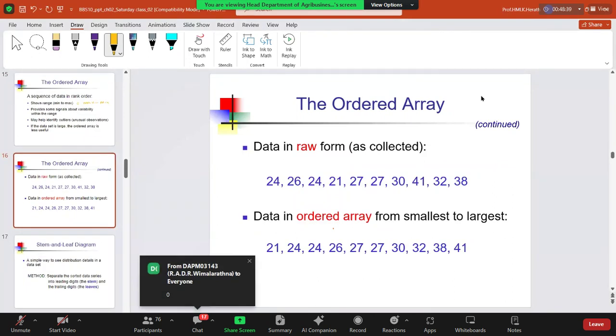Okay, take a look at this. At first you will see an array of data. You have been given this array of data.